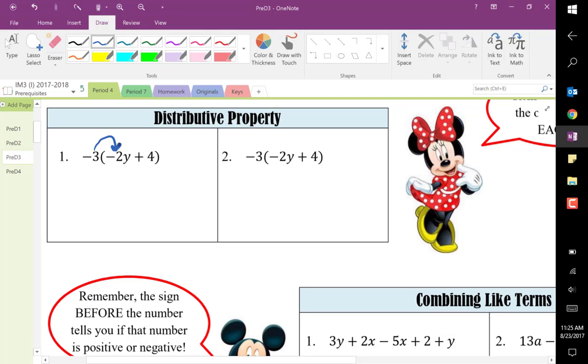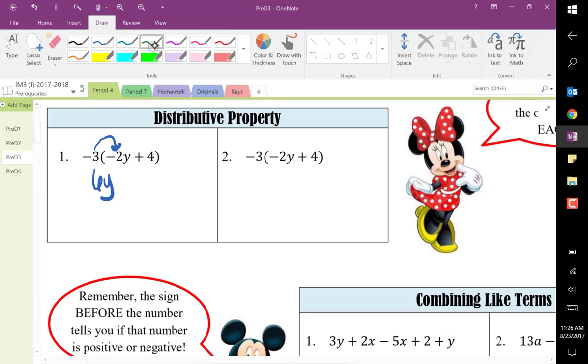I told you that I'm going to throw in a lot of negatives at you because I want you to not be afraid of negative numbers anymore. So the more you do it, the better you get at it. What is negative 3 times negative 2y? 6y. Very good, 6y. Okay, now we're moving on.